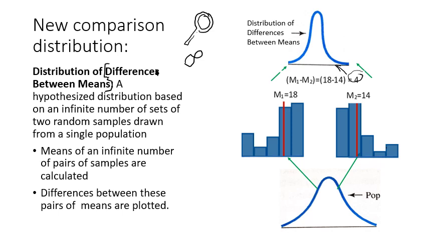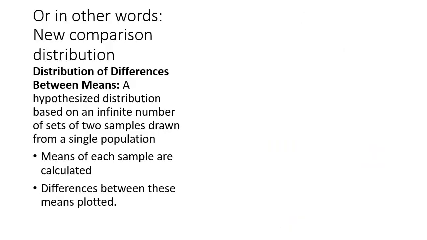If we continued this to infinity again and again and again, then we would end up with the mean difference between these two means being 0. So the difference between means is a little different than the mean difference that we worked with in our last chapter. Here we're calculating the difference between these two means: calculate the means first and then subtract, instead of subtracting each score from another score. So in other words, our new comparison distribution is a distribution of difference between means.